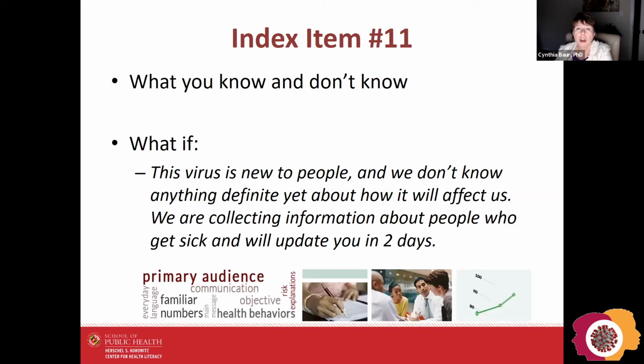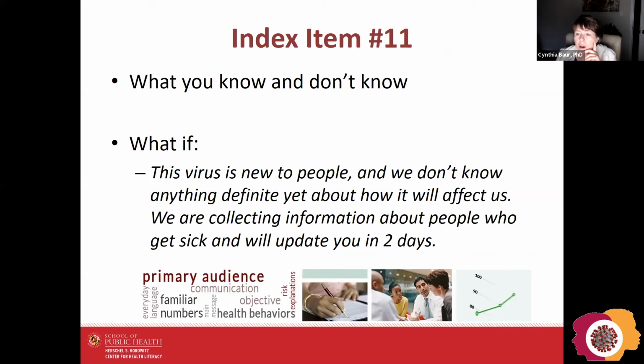So I want to talk about 3 items that are specifically in the index that would help us do a better job in conveying risk. So index item number 11 refers back to that CIRC framework in terms of what we know and what we don't know about a situation. So I'm proposing a what if. What if we had originally talked to people about the virus in this way? This virus is new to people and we don't know anything definite yet about how it will affect us. We are collecting information about people who get sick and will update you in 2 days.